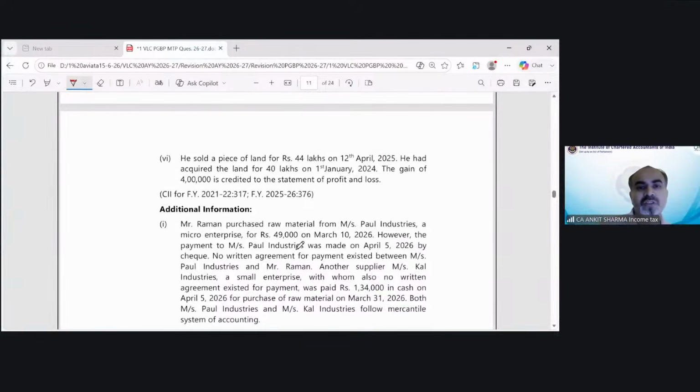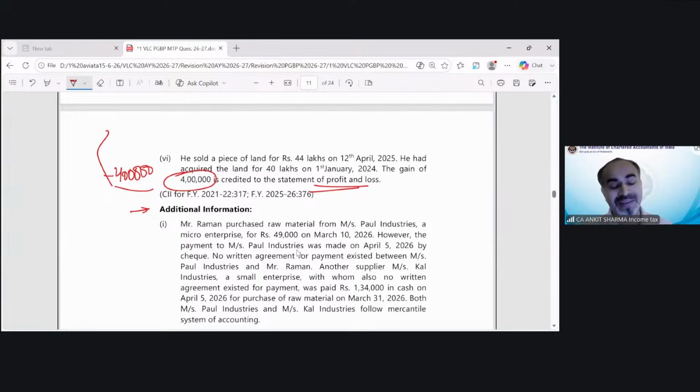Chalo. He sold a piece of land of 44 lakh on 12th April 25. He had acquired the land on so and so. The gain of 4 lakh is again credited to the statement of profit and loss account. So what should I do? Again, I need to reduce it from my business income. Now, these are additional information. The above informations were those which have been treated under the PGBP head. But these, what we are discussing, are additional information. That means the treatment has not been done yet under the business head, or if it has been done or not, that would be given in the additional information.